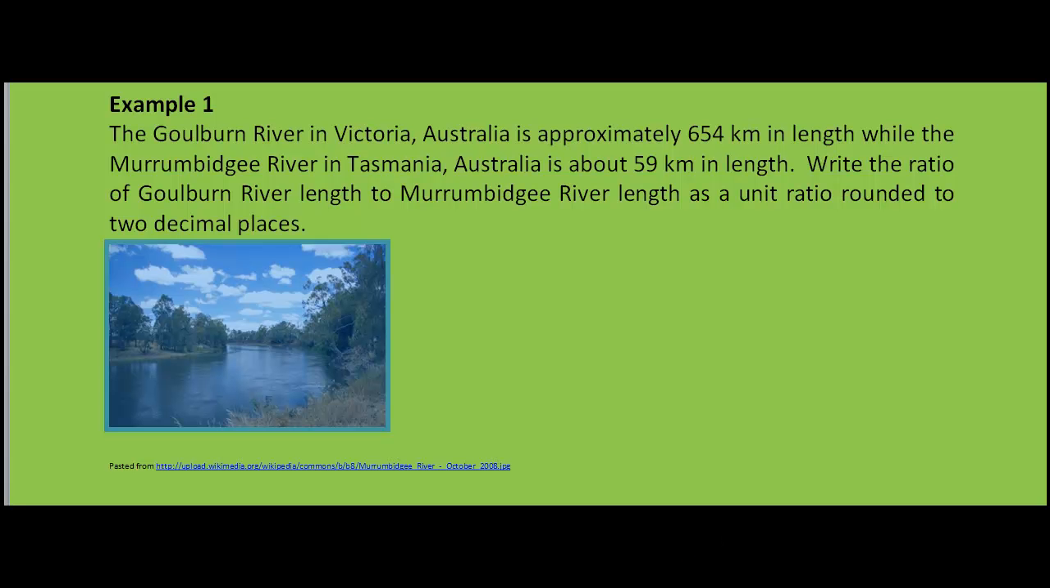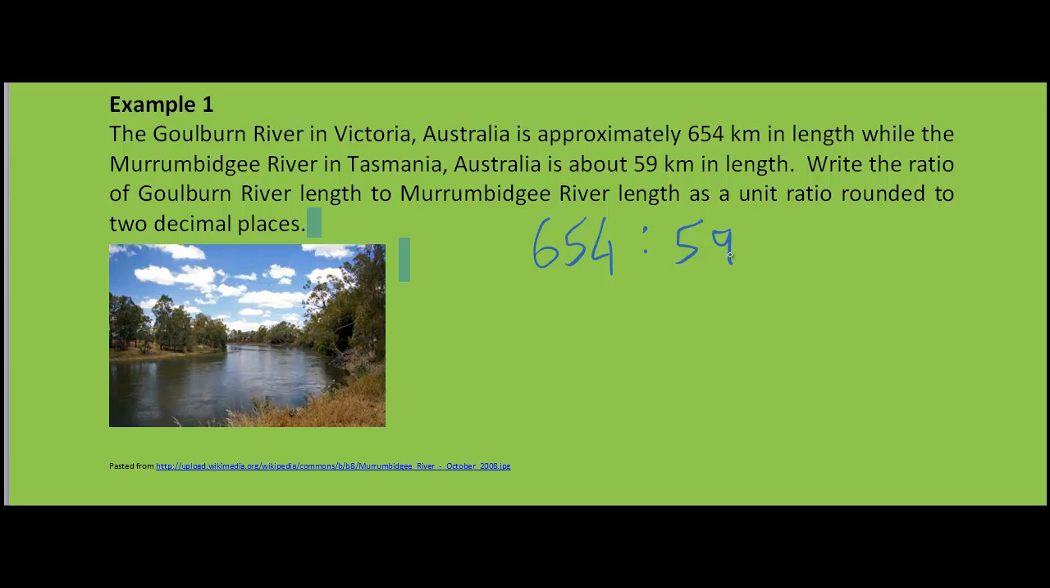Let's look at an example of 2 rivers in Australia. We can write the ratio of river lengths in simplest form as 654 is to 59, noticing that we do not write the units in a ratio. The ratio is written correctly, but it does not really give us a feel for their relative sizes. Obviously the Goulburn River is longer, but how much longer?